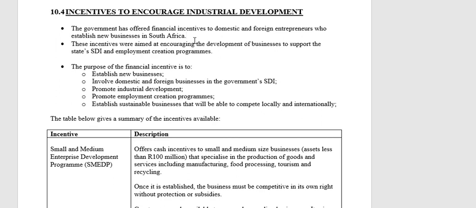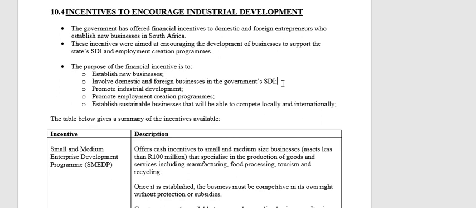Okay, so obviously we want ideally for these businesses to be established in underdeveloped areas so that we can uplift the underdeveloped areas as well, and obviously create jobs in areas where jobs are scarce. All right. The purpose of the financial incentives, obviously this is important. Okay, the main purpose basically is to encourage the establishment of new businesses. It's to involve domestic and foreign businesses in the government's SDI.